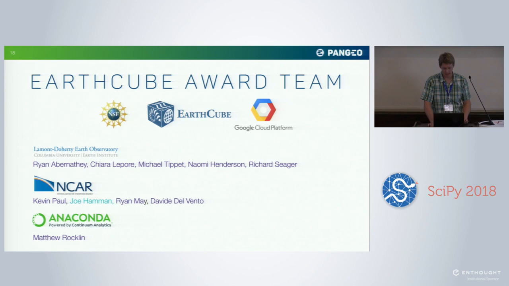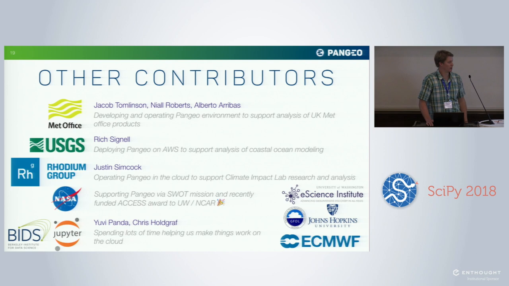Beyond the EarthCube team, there's actually a much broader group of people that have been contributing. So there's people from the Met Office. Our logo came from the Met Office, and they have been super helpful in doing a lot of the cloud deployment stuff. Folks from USGS and NASA, and early on when we were just getting the Jupyter Hub stuff spun up, the folks from the Jupyter team at Berkeley were also super useful contributors.